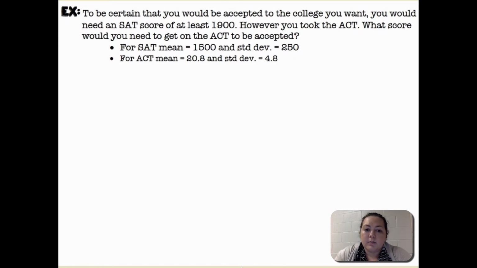To be certain that you would be accepted to college, you would need an SAT score of at least 1900. However, you took the ACT. What score would you need to get on the ACT to be accepted? For the SAT, the mean is 1500 with a standard deviation of 250. And for the ACT, the mean is 20.8 with a standard deviation of 4.8.